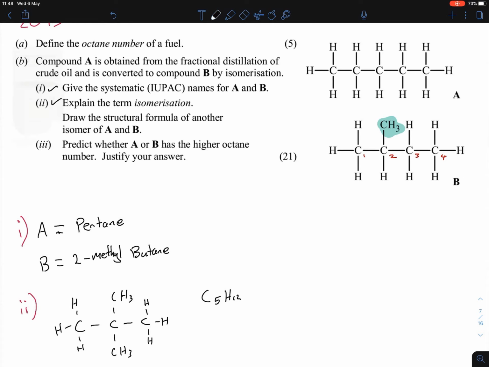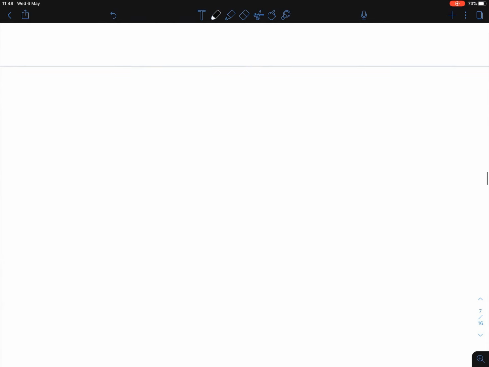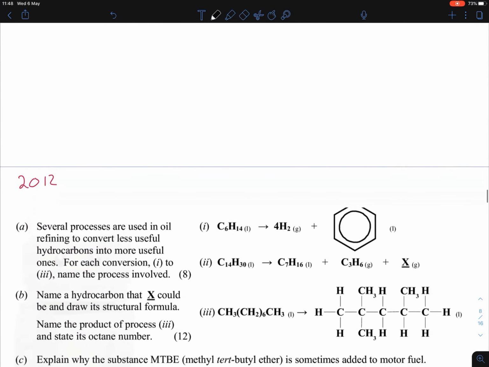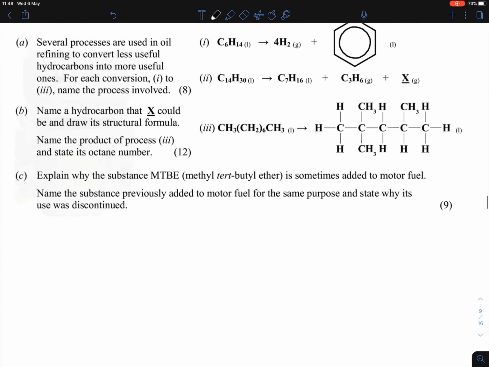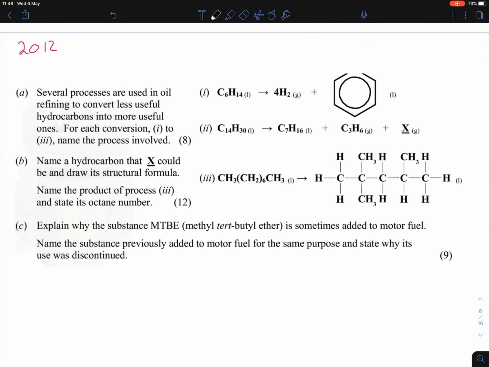We'll leave it at that one, guys, and we're going to do another one. That was quite short, so we'll do 2012 here, and you'll see that this is fairly similar as well. So let's start off with 2012 A. Several processes are used in oil refinery to convert less useful hydrocarbons to more useful ones. For each conversion, I to part 3, name the process involved. So this is A now.